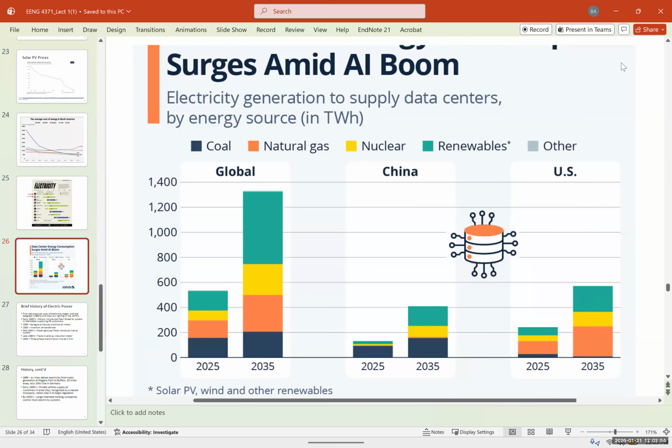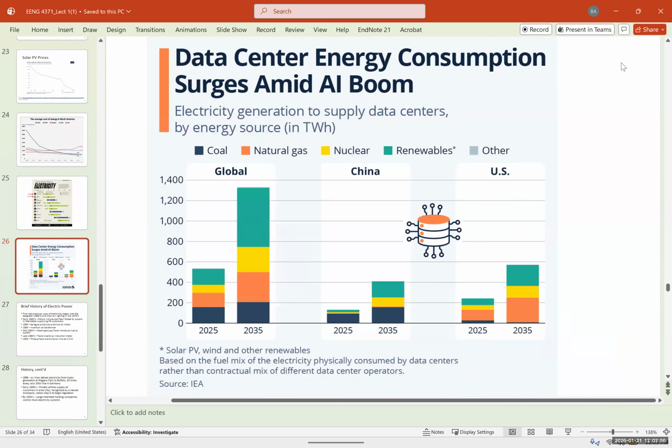Now, going back to your question, that was a very good question. This graph shows the data center energy consumption surges and the AI boom. You can see 2020 to 2035: coal, natural gas, nuclear, renewable energy. On the left, you can see the global demand, China's demand, and US demand. The projection is that by 2035, for all the power generation that we developed in the past 100 years, we need almost double that. The same amount that we have, 1,000 gigawatts, we need to build at least another 1,000.